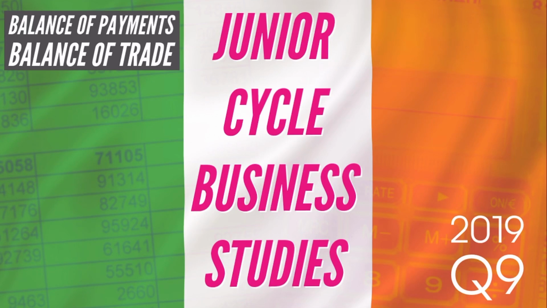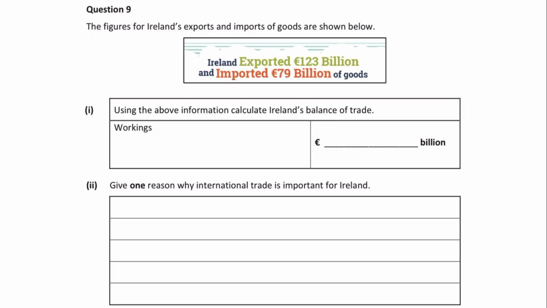In this video, we're going to be taking a look at the 2019 paper and question 9, which is a short question worth 6 marks, and it is about the balance of trade. So when we're studying Strand 3 economics and international trade, you'll see balance of payments and balance of trade. This particular question is asking for us to calculate the balance of trade, which is all about goods.